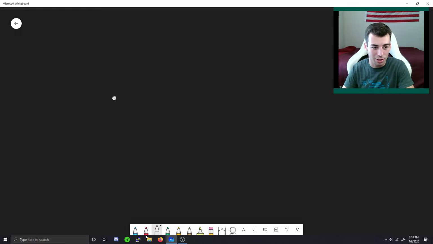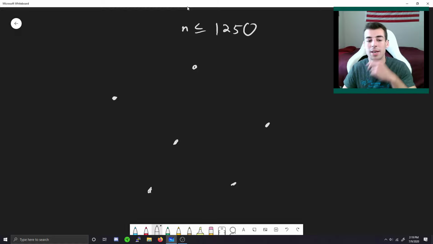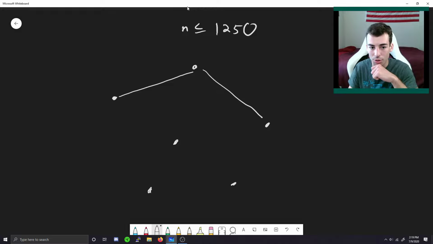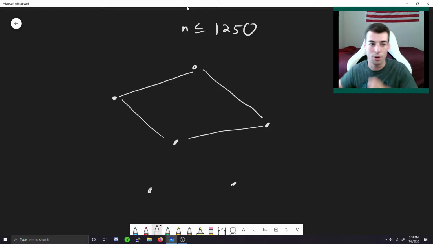The problem was kind of interesting, and the problem is you have a bunch of points again. In this case, I think you've got like 1250 or something. And in this problem, you have to make some quadrilateral. So maybe the quadrilateral looks something like this. That's a quadrilateral. There you go. And you want to find the quadrilateral with the smallest area.